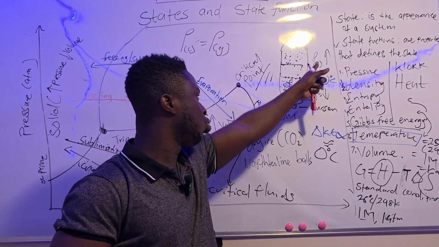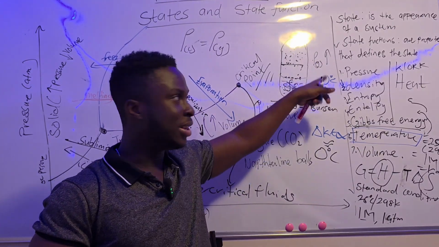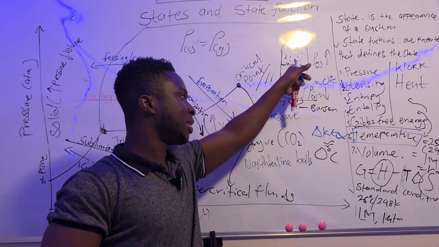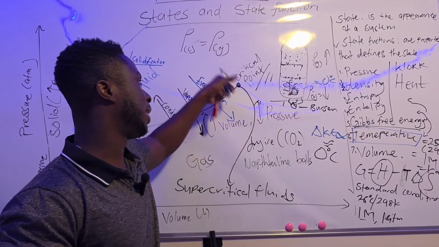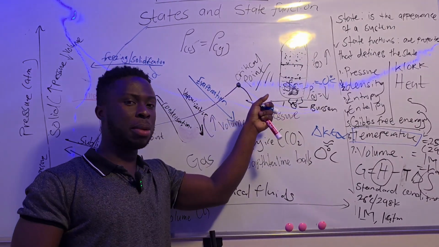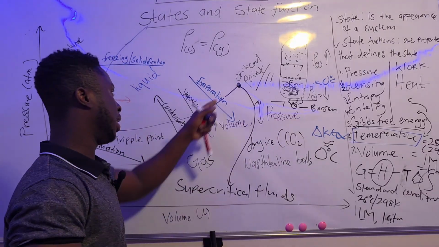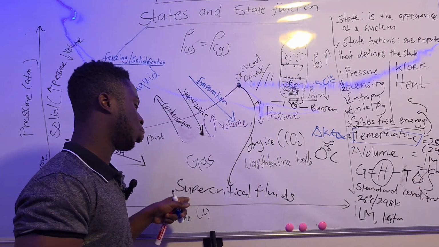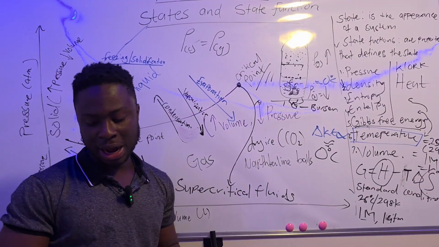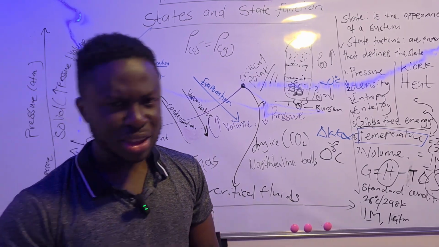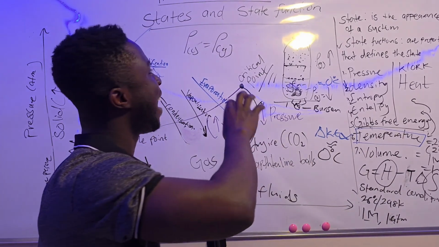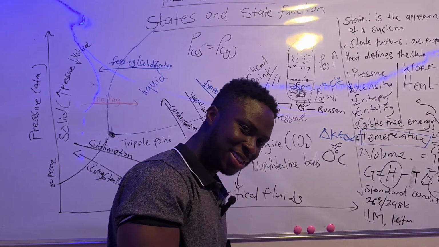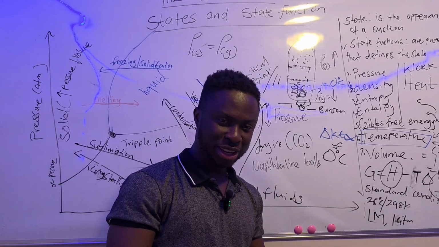So if you have two systems which have the same density, or two substances here, they will mix, and that point is called a critical point. And a substance that exists over there is called a supercritical fluid. So that is states and state functions together.